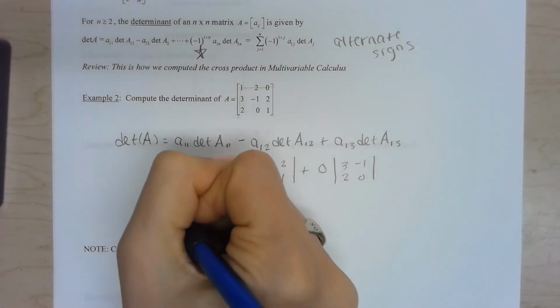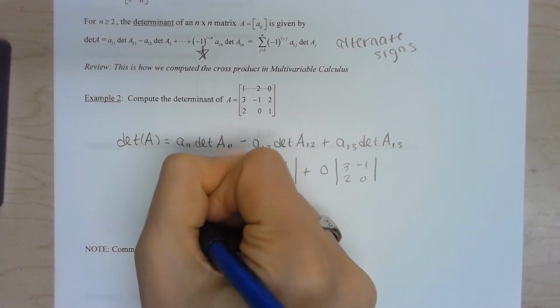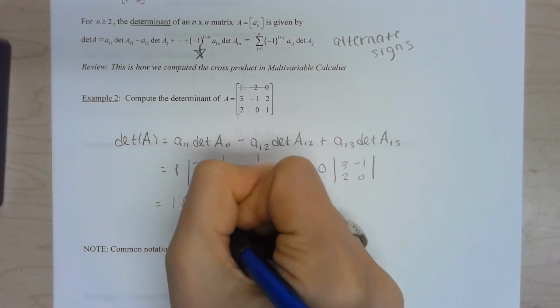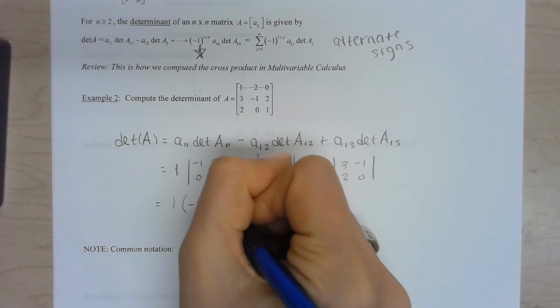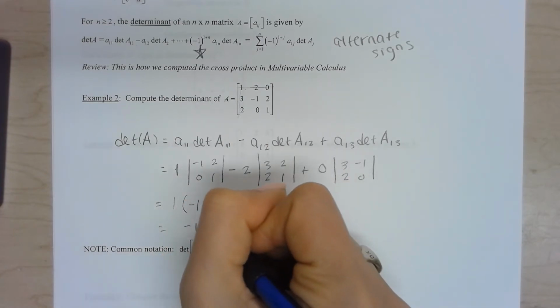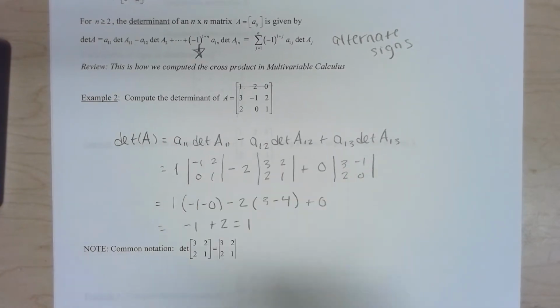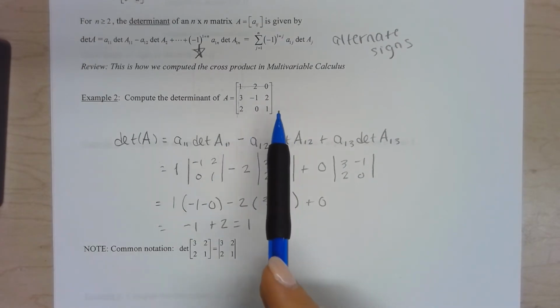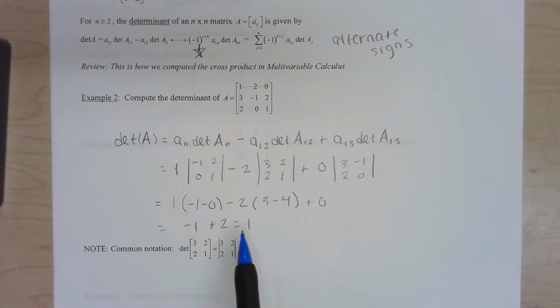All right, and this is how we get our little formula. So I'm getting 1 times -1 minus 0 minus 2 times 3 minus 4 plus 0. So I've got -1 plus 2 equals 1. And that's my determinant. And hopefully you remember, as a side fact, that that means that this matrix is invertible because we got a determinant that is not 0.